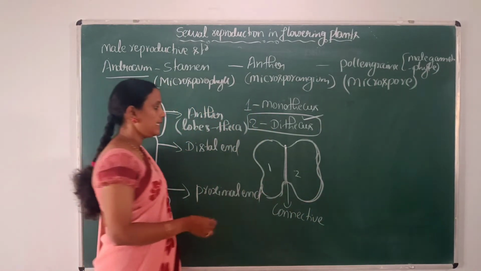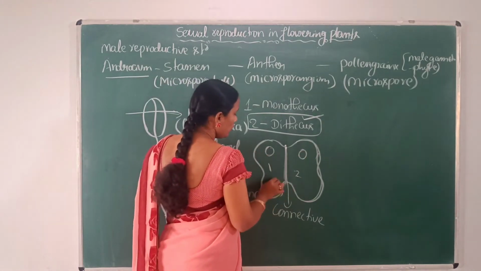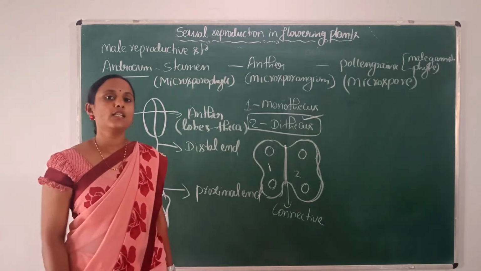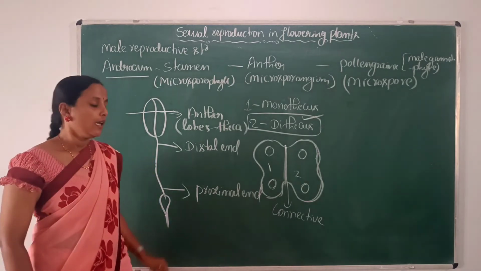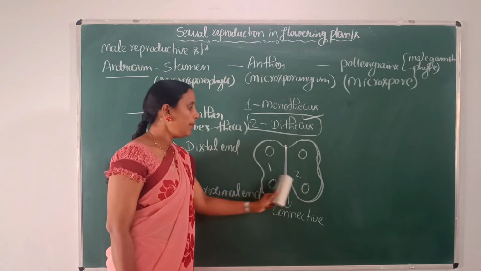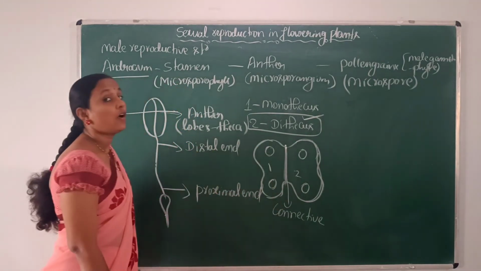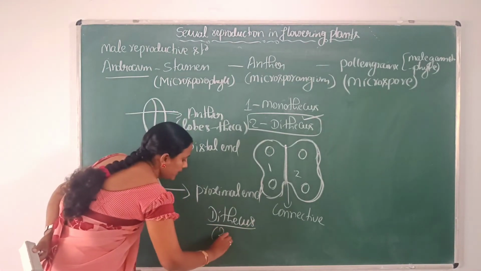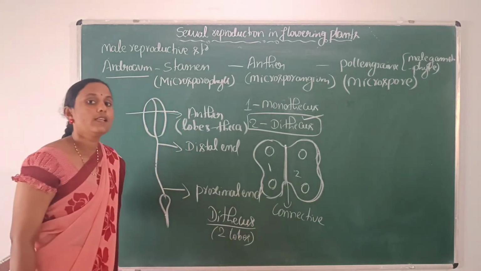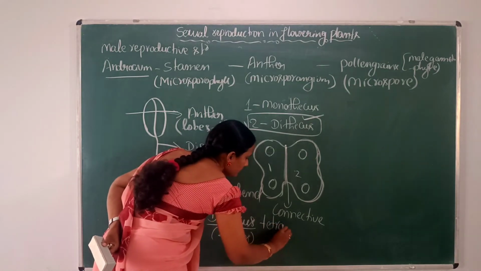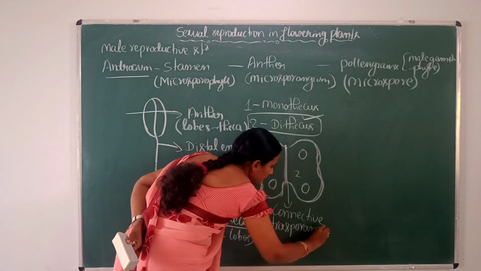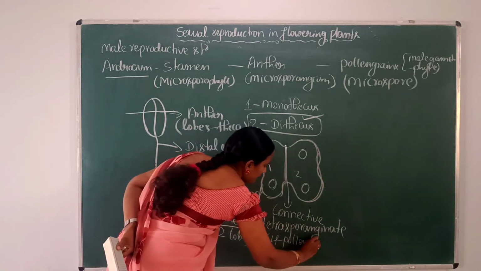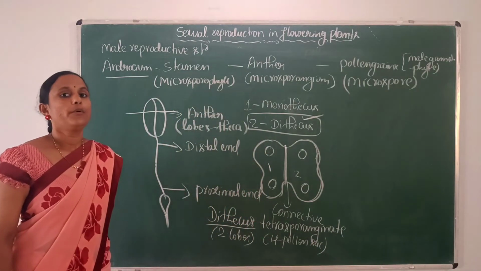And in each lobe there are two pollen sacs. This is 1, 2, 3, 4. That means in each lobe two pollen sacs are present, within which there is production of microspores or pollen grains. Since there are two lobes and 4 pollen sacs in each anther, it is also referred to as dithecous. That is, two lobes are present. Dithecous and tetrasporangiate, where 4 pollen sacs are present. Tetrasporangiate refers to 4 pollen sacs.